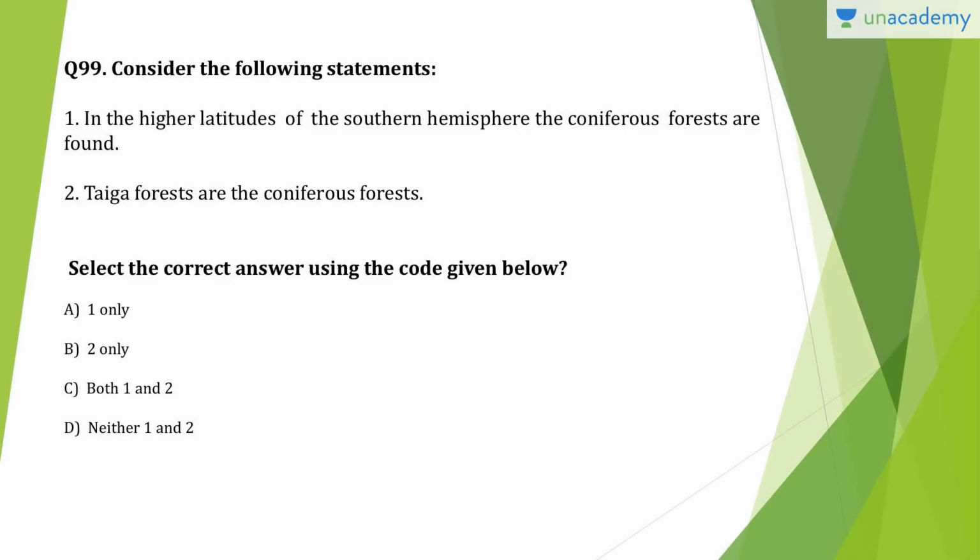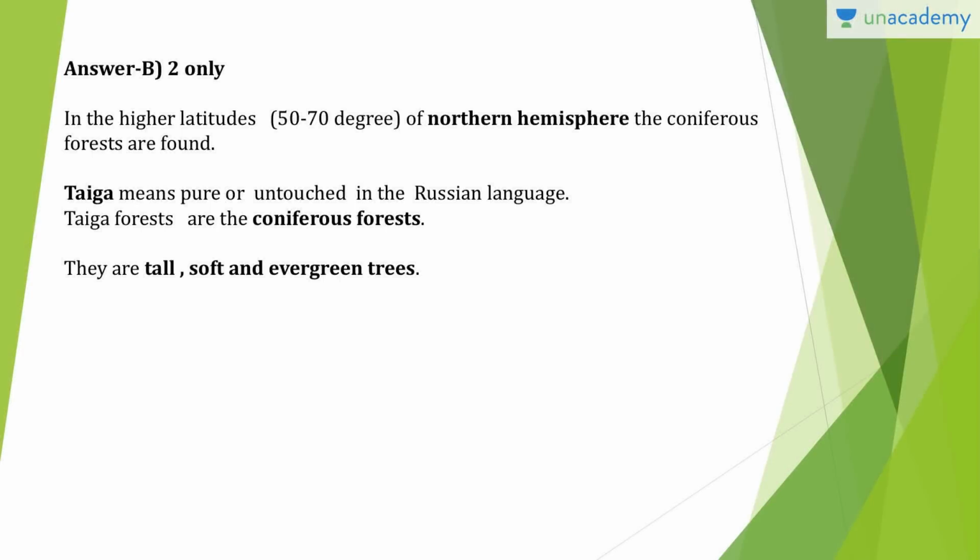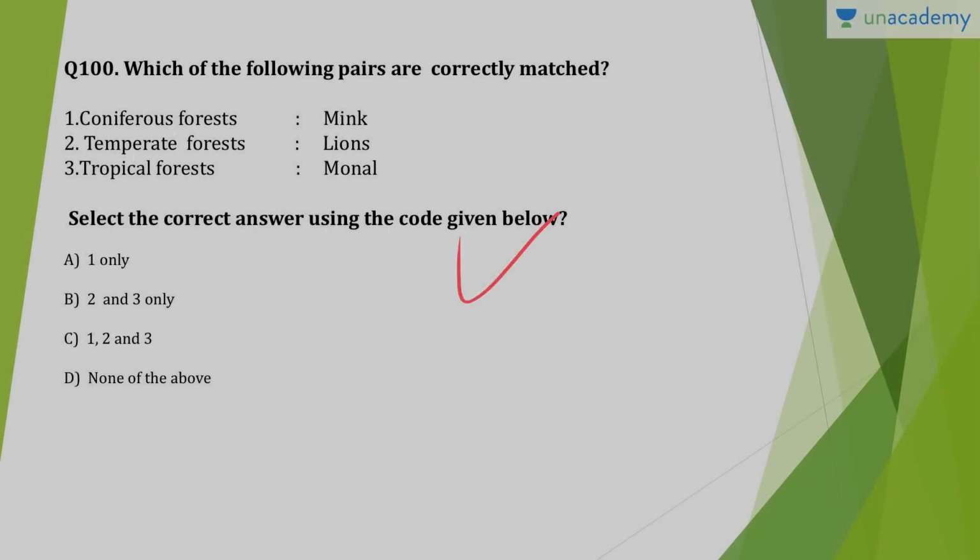Question number 99. In the higher latitudes of the southern hemisphere, the coniferous forests are found. Taiga forests are the coniferous forest. Answer here is B, that is 2 only. So in the higher latitudes of the 50 to 70 degree of the northern hemisphere, the coniferous forests are found, and taiga basically means pure or untouched in the Russian language, and taiga forests are the coniferous forest. They are tall, soft and evergreen trees.